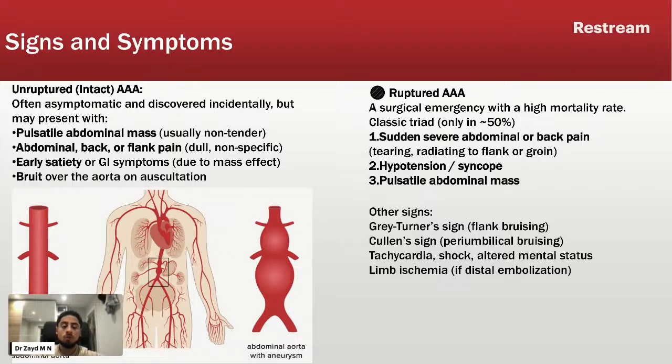Okay. They may even have signs of internal bleeding, such as Grey Turner sign, which is bruising of the flanks, Cullen sign, periumbilical bruising, tachycardia, shock, altered mental status, all signs of being really unwell. Oftentimes they may even have limb ischemia, especially if there has been some distal emboli thrown off. So patients with ruptured AAAs are usually very, very unwell.